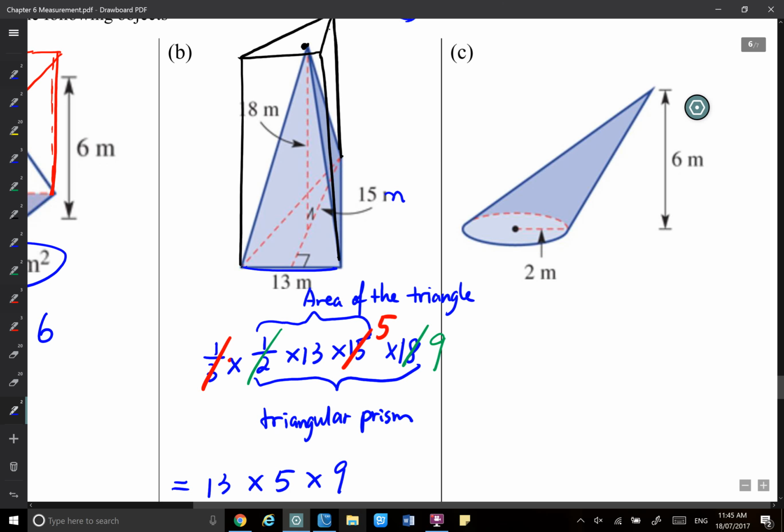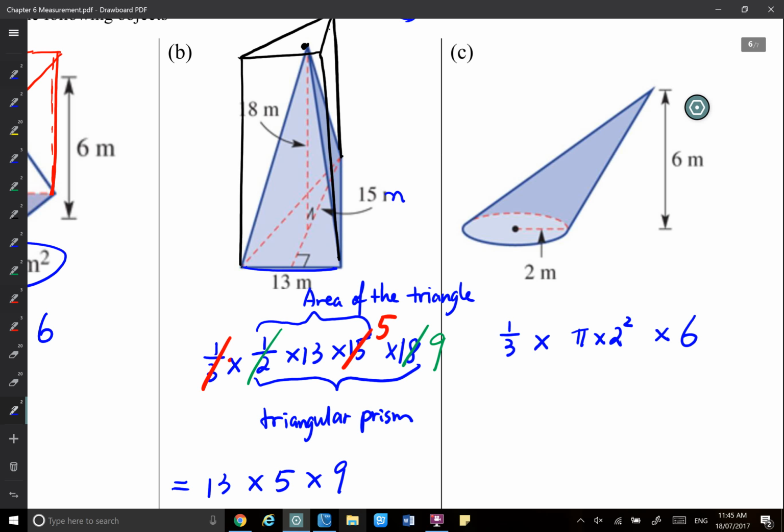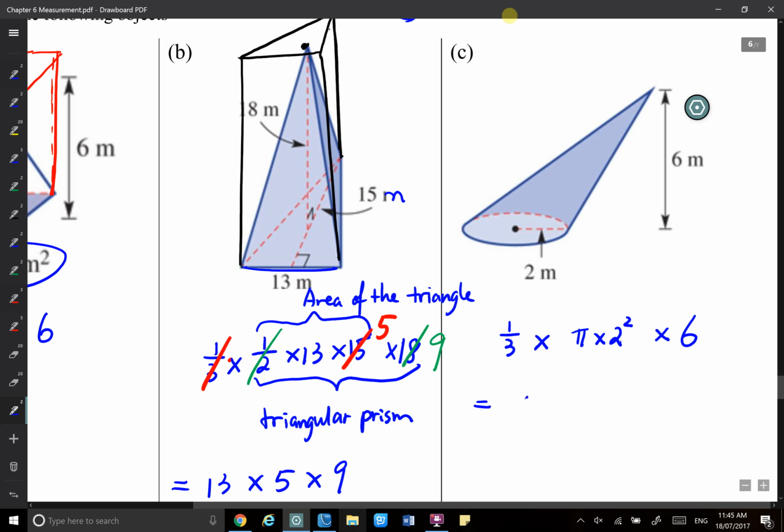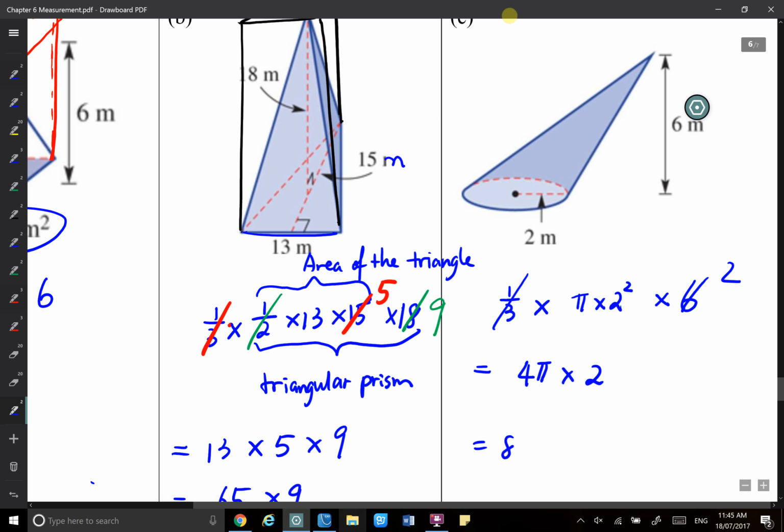So we will do pi r squared, which is the area of the circle, times this by 6, which is the straight height, not the slant height. And times that by a third, because that's not a uniform cross-section object. So that's 4 pi times 2, a third and 6 get 2, and that's 8 pi meter cube.